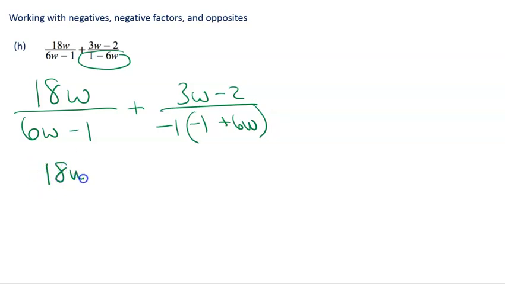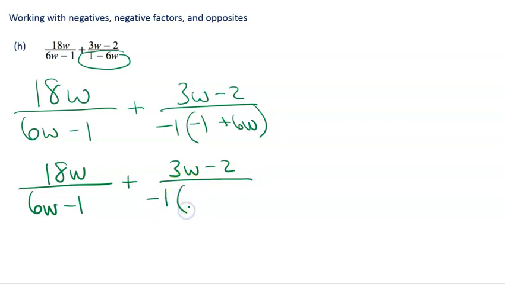So I have 18w over 6w minus 1, still leaving the original fraction alone, plus 3w minus 2 over negative 1 times the quantity negative 1 plus 6w. Now, this negative 1 plus 6w, wouldn't you feel better if it was written as 6w minus 1? And is that the same thing? Well, yeah. You can rearrange your terms. You can write the second one first and the first one second, as long as you leave the signs in front of them, still in front of them. So that plus 6w has to remain a positive 6w. That negative 1 has to remain a negative 1.